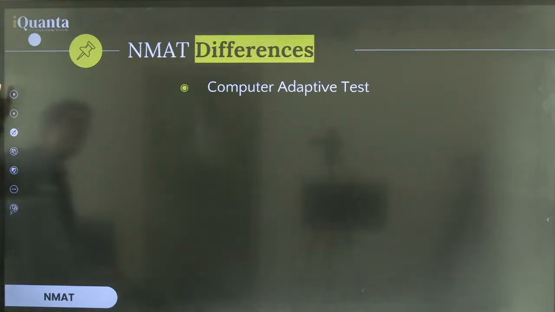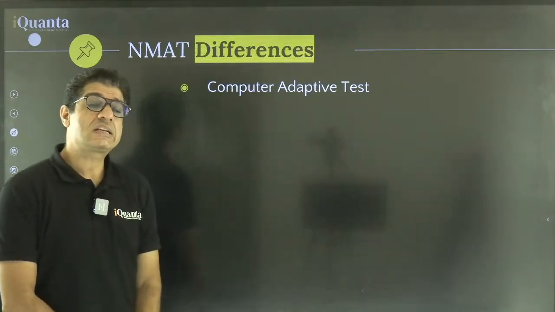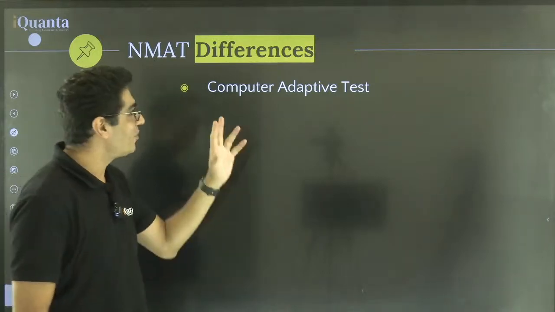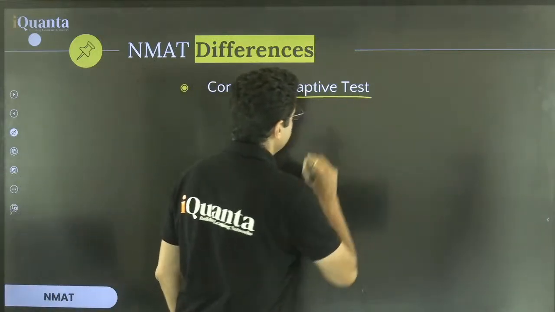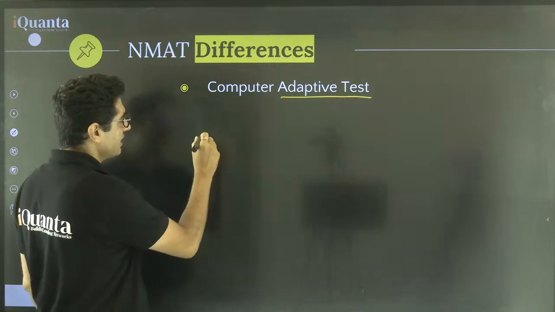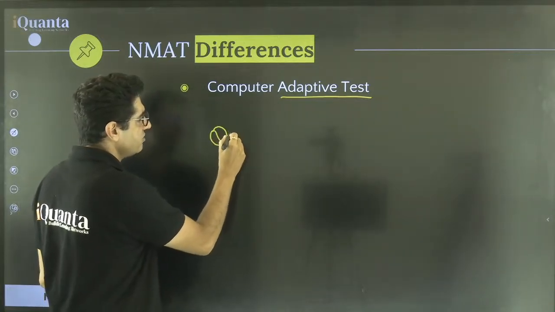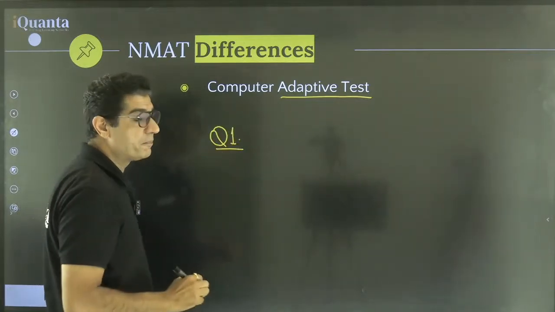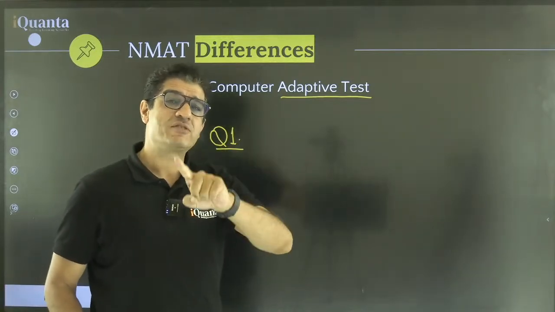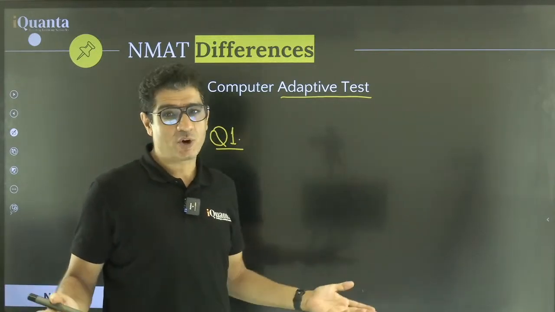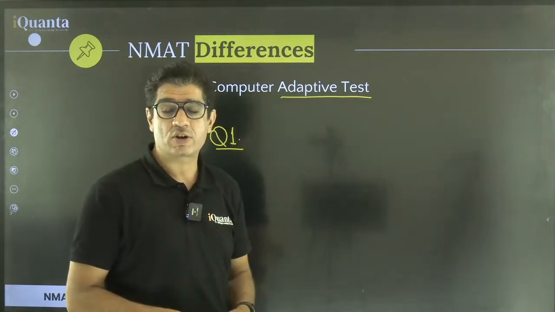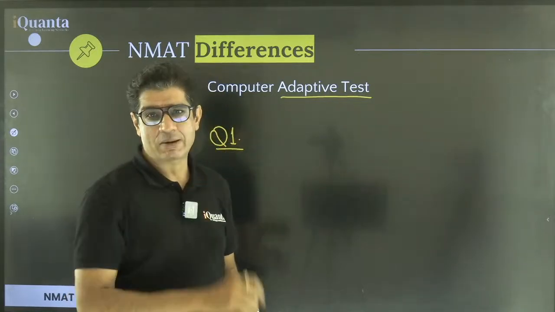So, differences. Difference number 1: it is a computer adaptive test. Now, what do we mean by adaptive? Adaptive basically means that, let us say you start solving the paper, and you get question 1. In all the other exams, you have the option of skipping a question if you don't want to attempt it. NMAT does not give you that option. You must go on to attempt that question.